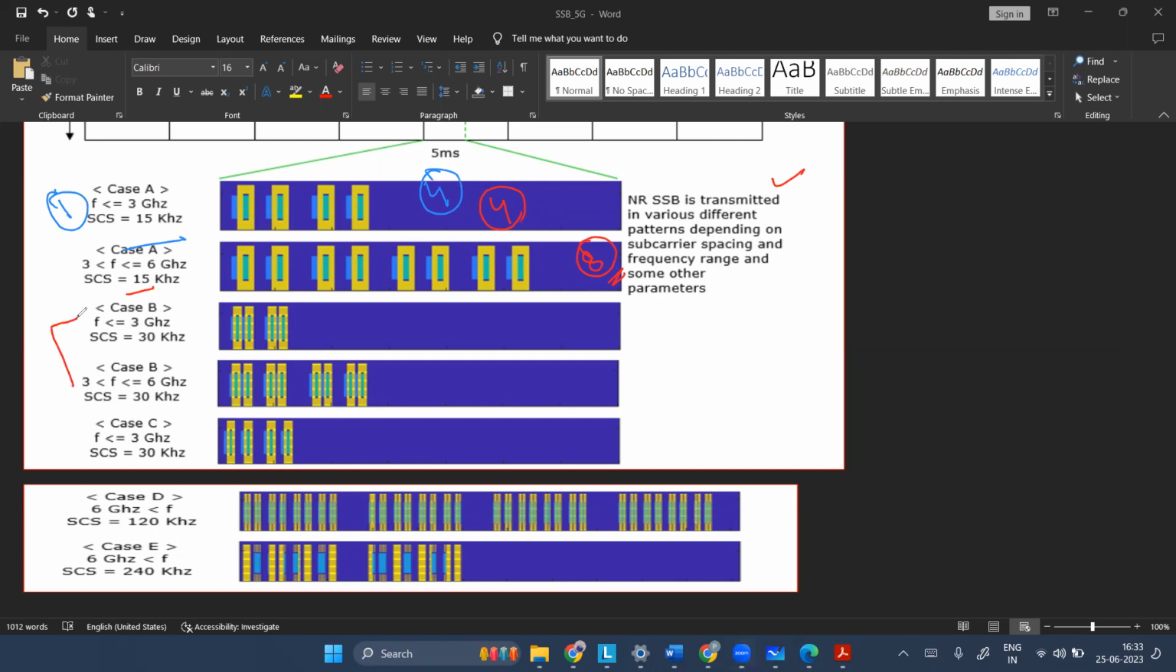In case B, the first frequency range is less than 3 gigahertz, and the second is greater than 3 but less than 6, and SCS is 30 kilohertz. So if you see here, this is 4 and this is 8. The number is the same, but this is going to be shrunk in the time domain. Why? Because we have increased the subcarrier spacing. If you increase the subcarrier spacing, the duration will decrease in the time domain.